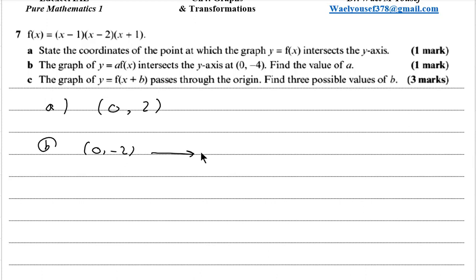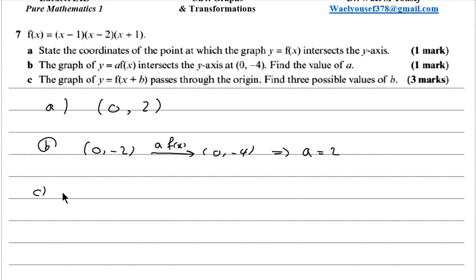0 and negative 2 will be transformed to 0 and minus 4 by the transformation a f of x. Of course, a here should be 2. It's very clear, right? A should be 2 because negative 2 times 2 will be negative 4. See, the graph of y equals f of x plus b passes through the origin. Very good. Here we will make a horizontal translation.